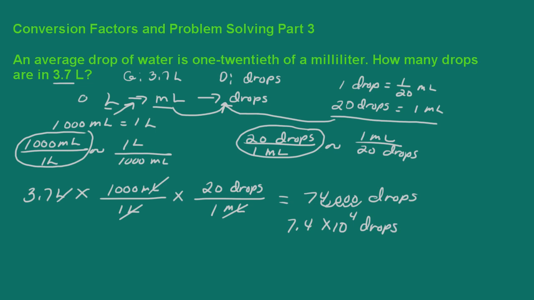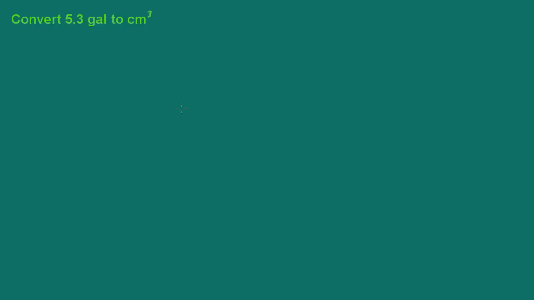Now, let's go on and do another problem. Here we're asked to convert 5.3 gallons to cubic centimeters. So we're given 5.3 gallons, and we want to convert that to cubic centimeters. So I have my given and my desired units.